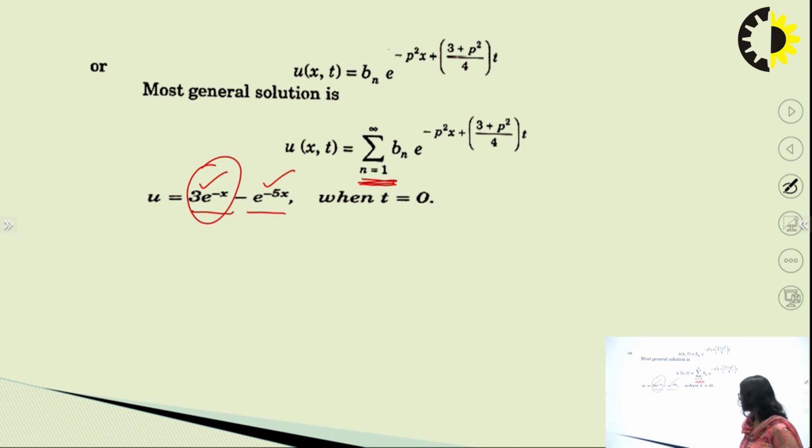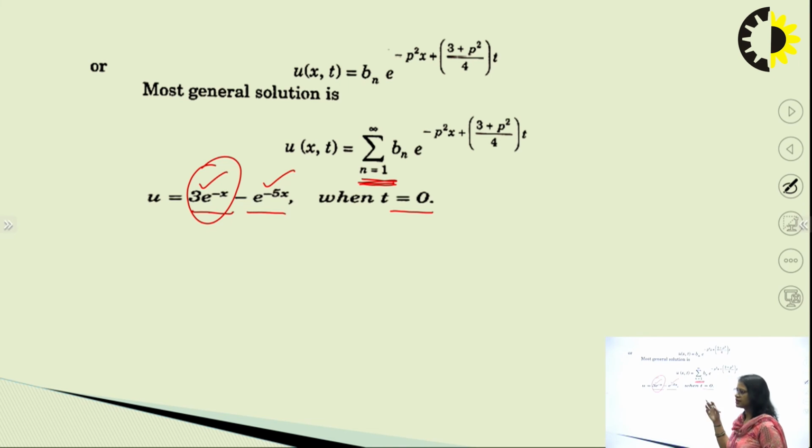as I have done in the first example. But since there are two parts of u when t equal to 0, both the parts will provide separate constants. That means when I compare with the first part of this given u, I'll get one pair of constants for bn and p square. When I compare with the second part, I'll get another pair corresponding to bn and p square.